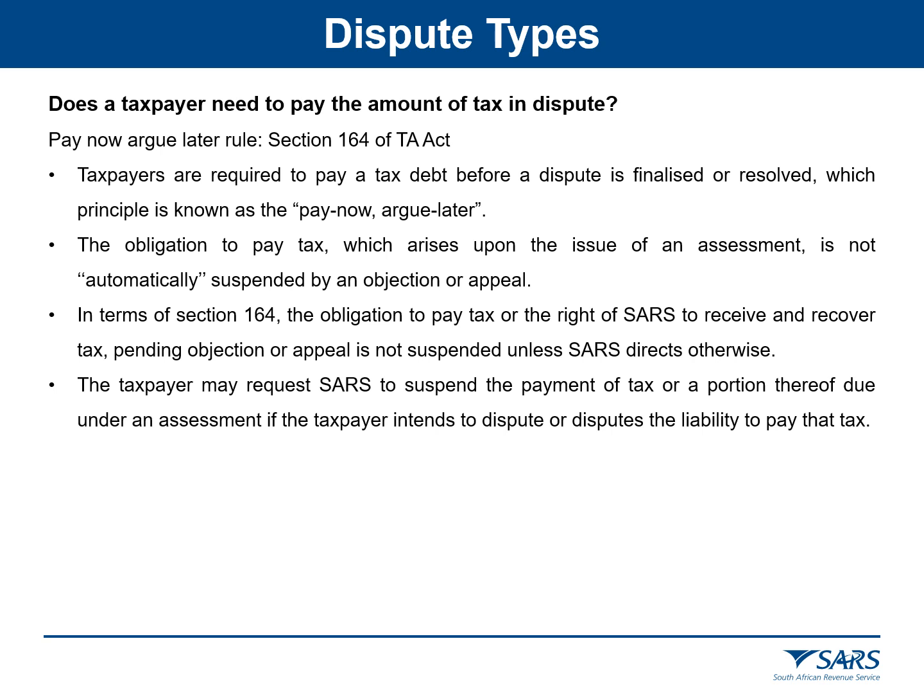In terms of Section 164, the obligation to pay tax or the right of SARS to receive and recover tax pending objection or appeal is not suspended unless SARS directs otherwise. The taxpayer may request SARS to suspend the payment of tax or a portion thereof due under an assessment if the taxpayer intends to dispute or disputes the liability of the tax.